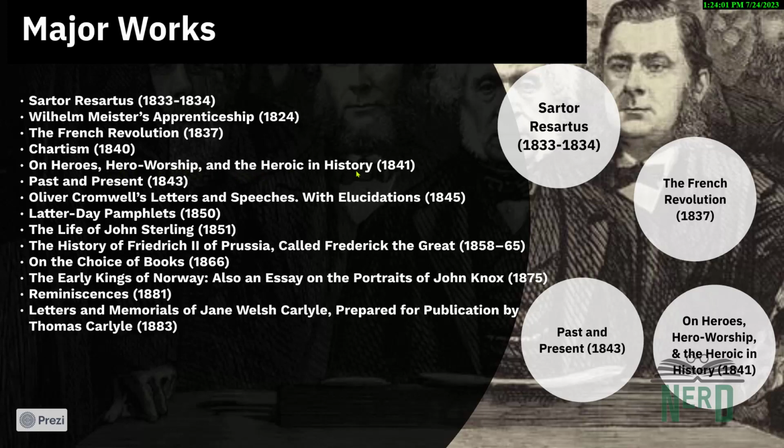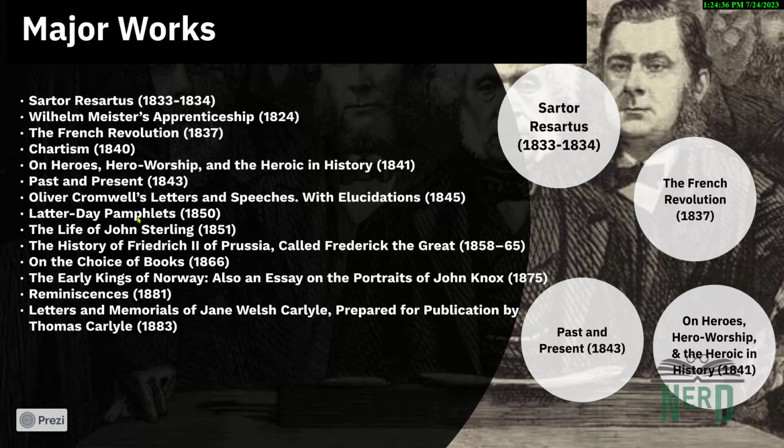Then we have On Heroes, Hero-Worship, and the Heroic in History, 1841. It is a thought-provoking exploration of heroism and its influence on history. Then we have Past and Present, which was published in 1843. It is a brilliant comparison of the past and contemporary society. Again, we have Oliver Cromwell's Letters and Speeches with Elucidations, which was published in 1845. Remember the date. Here Carlyle examines Cromwell through his own words.